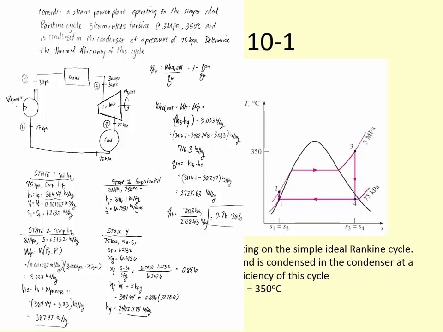We know H1, right? We can look it up easily. H1 is just H sub F at this temperature. So H1 is 384.44 kilojoules per kilogram. So then we can solve for H2 because we already calculated the pump work. And if we do that, H2 is equal to H1 plus the work of the pump in. And that's 384.44 plus the 3.033 is 387.47 kilojoules per kilogram.